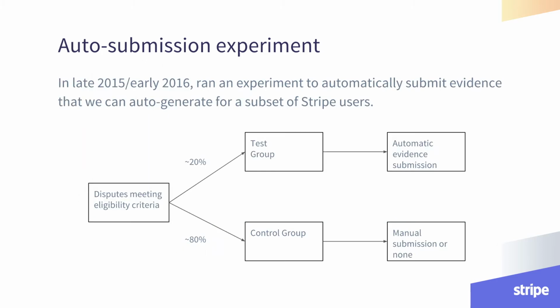So they set up an experiment where a certain subset of disputes meeting certain eligibility criteria were split up into 2 groups. Around 20% were sent to a test group where each dispute had their evidence automatically submitted. The remaining 80% were sent to a control group where evidence had to be manually submitted by the user or it was not submitted at all.